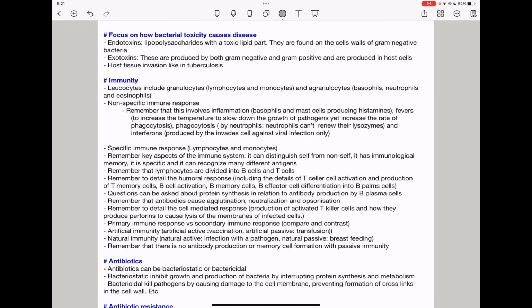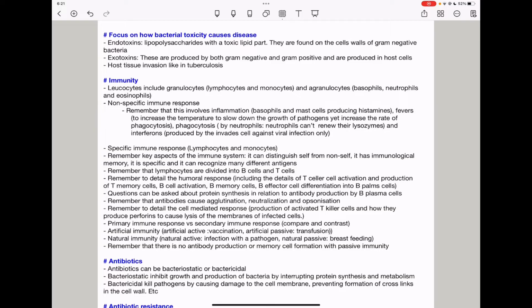You need to focus on how bacterial toxicity causes disease. Here, focus on endotoxins. Remember, these are lipopolysaccharides, and the lipid part of these lipopolysaccharides is the toxic one. Remember, they can be found on gram-negative bacteria. With exotoxins, these can come from both gram-positive and gram-negative bacteria. Bacteria also cause disease through host tissue infection, like in the case of tuberculosis.